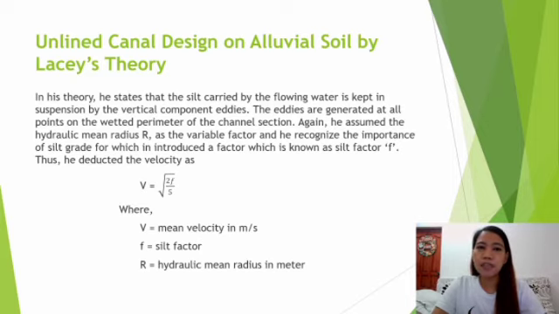vertical component of eddies. The eddies are generated at all points on the wetted perimeter of the channel section. Again, he assumed the hydraulic mean radius R as the variable factor, and he recognized the importance of silt grade, for which he introduced a factor known as silt factor F. Thus, he deduced the velocity as V equals square root of 2F over 5 R, wherein V is the mean velocity, F is the silt factor, and R is the hydraulic mean radius in meters.